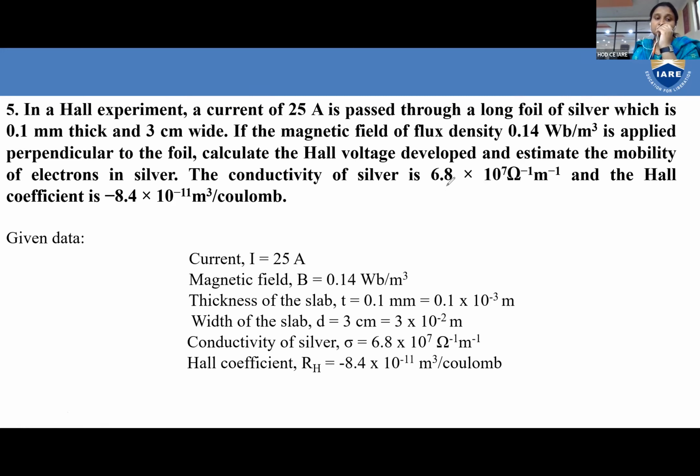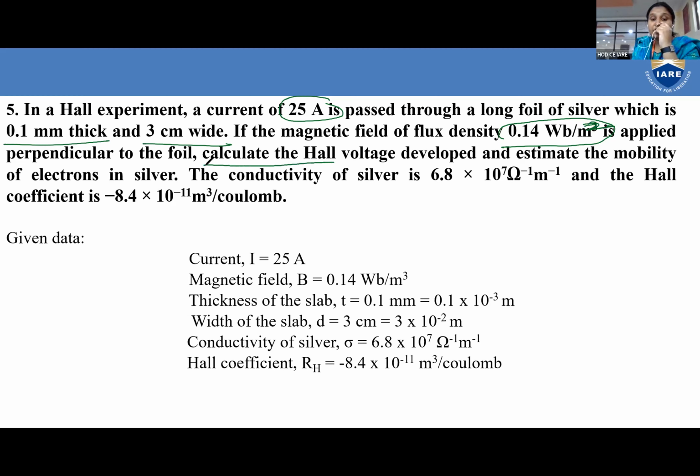The silver is 0.1 mm in thickness and 3 centimeter wide. So width is 3 centimeter and thickness is 0.1 mm. Of course, we are making this much current pass through that silver. Then we are subjecting that foil to a flux density of 0.14 Weber per meter square, applied perpendicular to the foil.